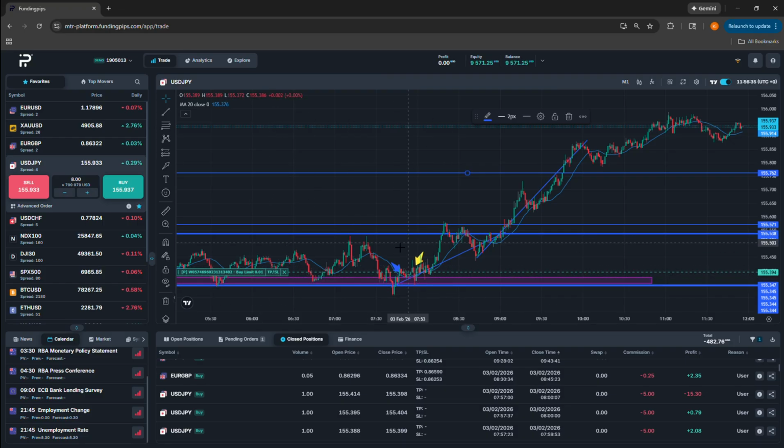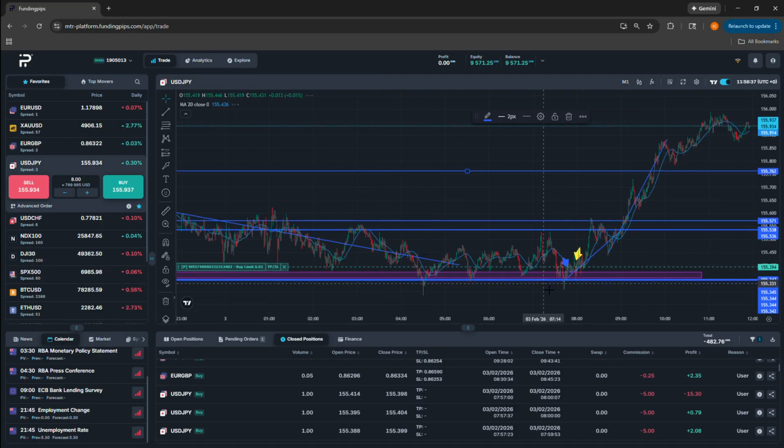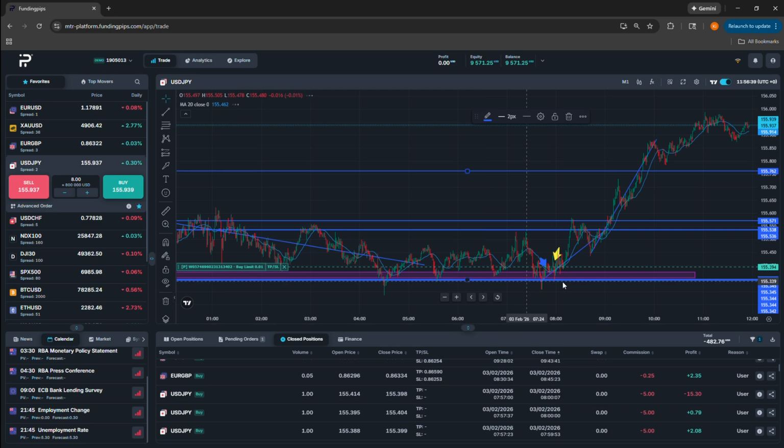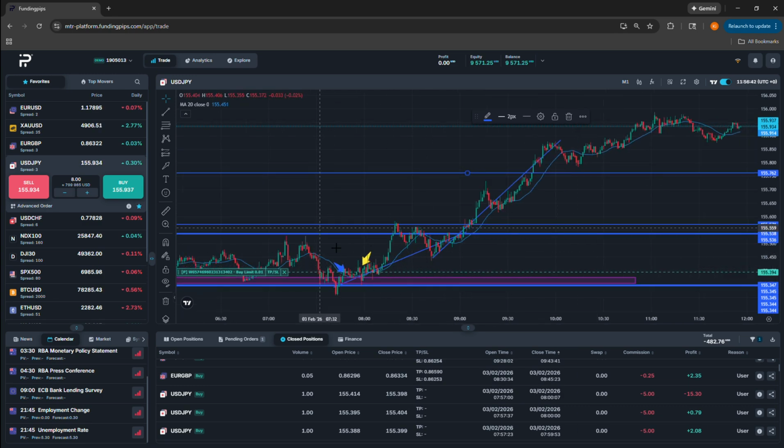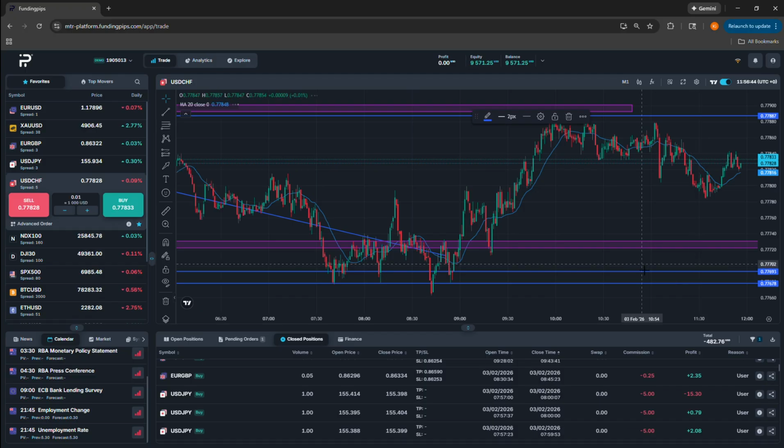So this is again another something called a soft support. Somewhere between soft support. Yeah, it is soft support. So that's what right there. So I took one more trade.